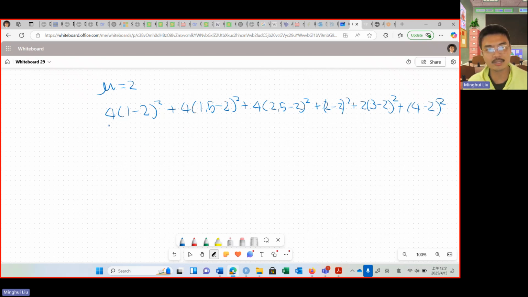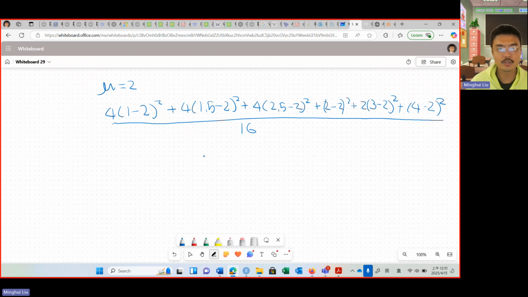So we add all this together, and then we divide the total by 16 because there are 16 combinations. So we get 12 over 16, or in other words, 3 over 4. And this is the variance of x bar by a direct calculation.